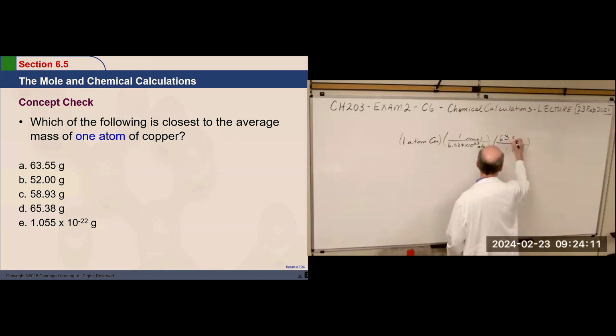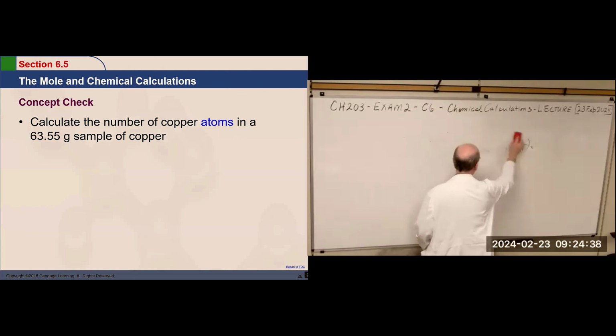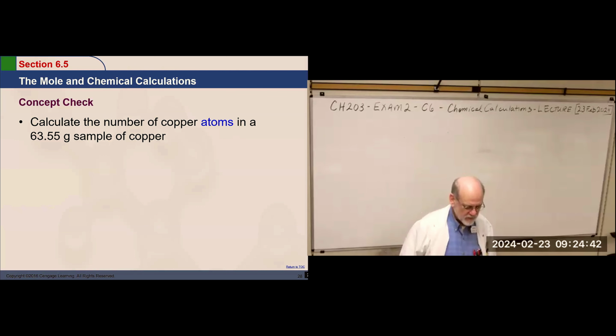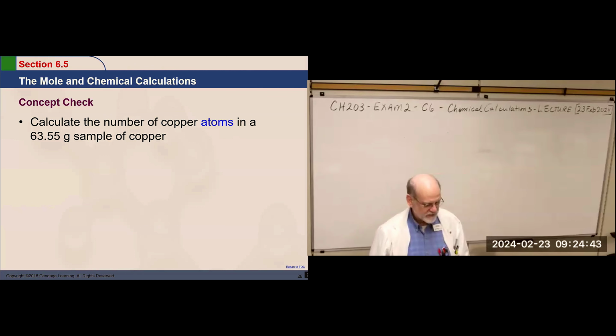So this one is kind of a trick question. Calculate the number of copper atoms in 63.55 grams of copper. That's one mole. So it has to be 6.022 times 10 to the 23rd. Right? By definition.